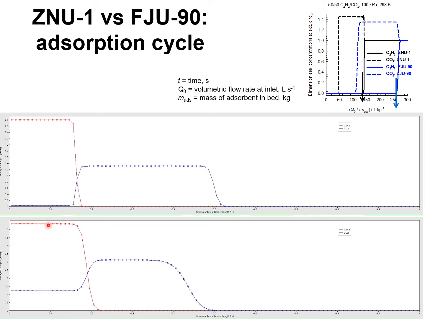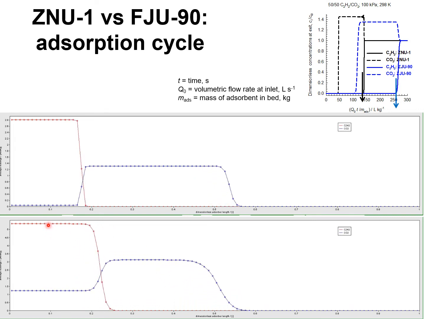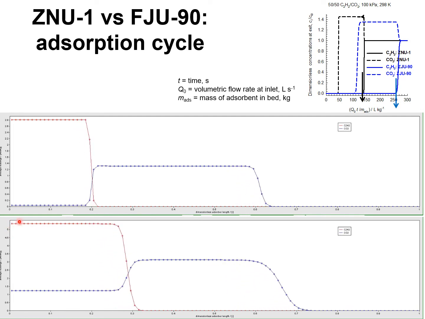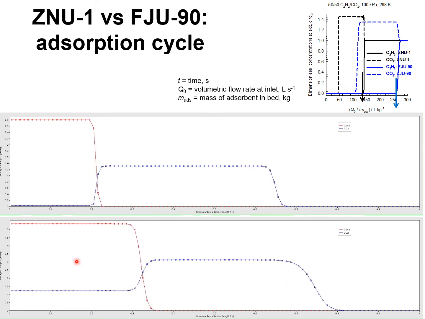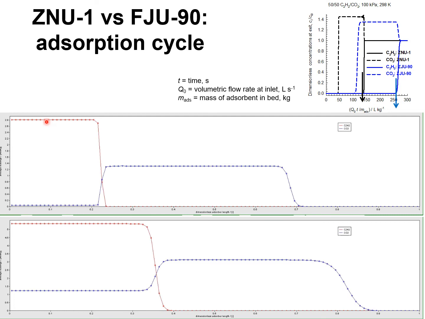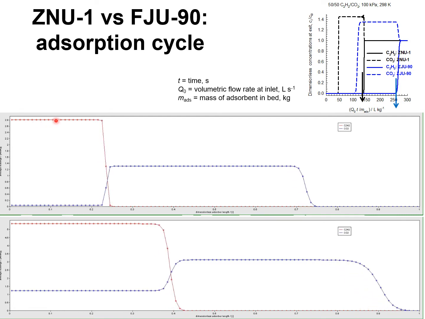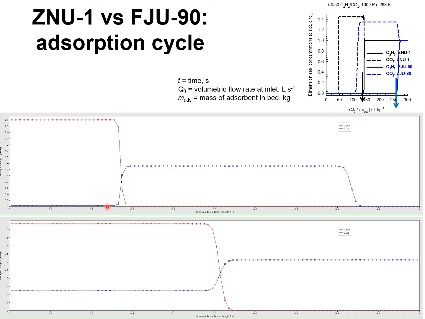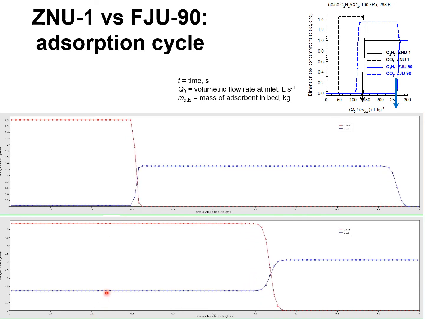It is noteworthy that with FJU90, the adsorbed phase loading is in excess of 5 moles per kilogram, but for ZnU1, the adsorbed phase loading is 2.8, significantly lower. On the other hand, the CO2 loading here is practically nothing, about 0.2 or so. Whereas for FJU90, the CO2 loading is about 1.2.